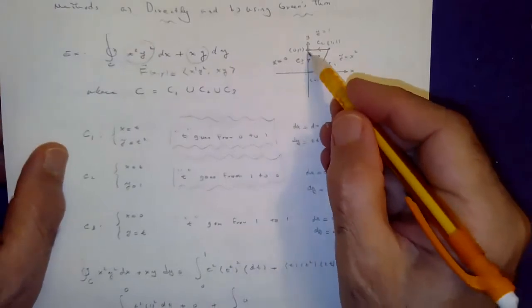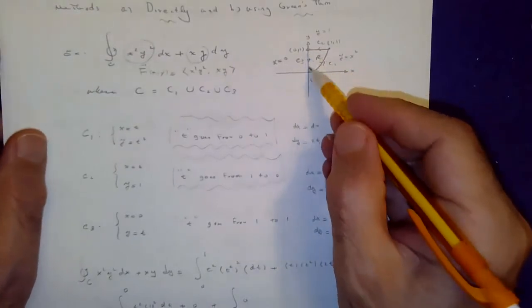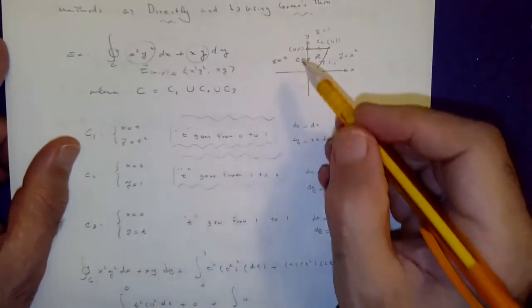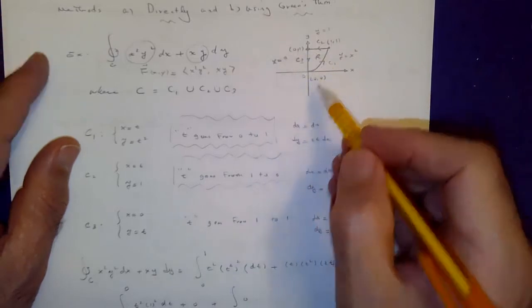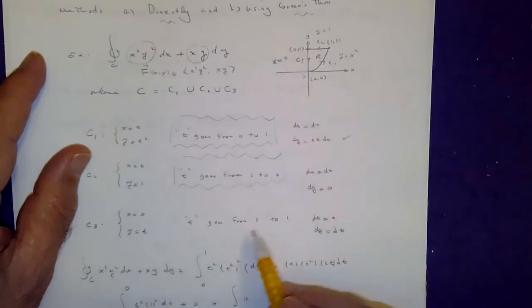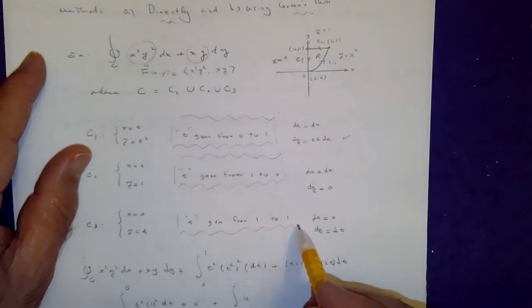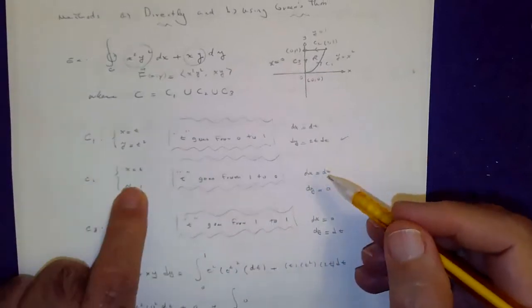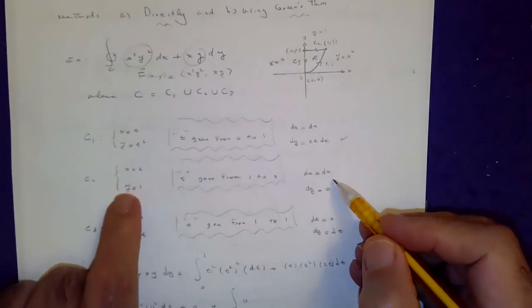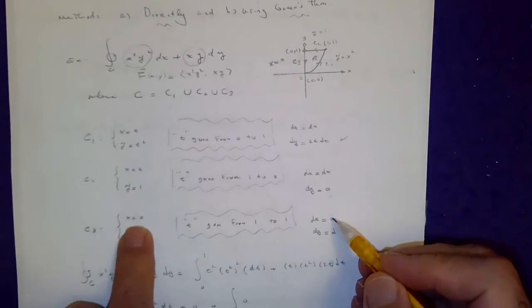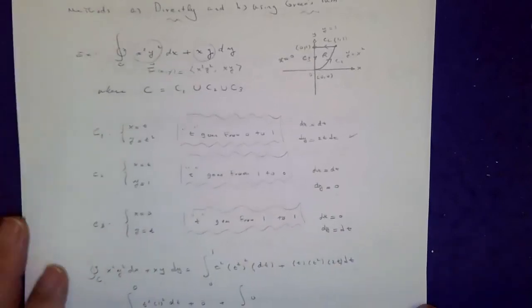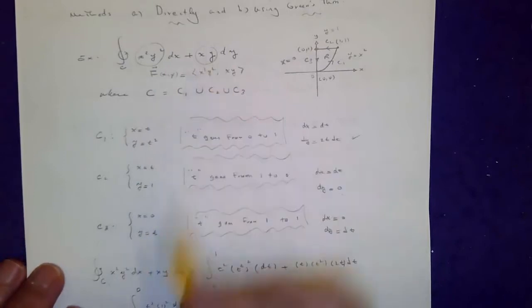Then for the line on the y-axis, x is 0, but y is t. Check this out. y goes from 1 to 0, correct? Because y is t, y goes from 1 to 0, so does t. Once again, check the direction. In each case, you have to find dx and dy. In C2, dx is dt, but dy is 0. In C3, dx is 0 because x is 0, but dy is dt. So now, do this line integral three times.